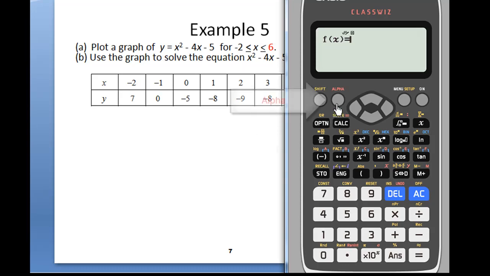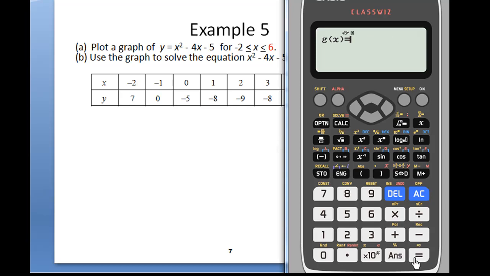In order to input the x, you have to press alpha, then x, the red letter x, then square it, minus 4 times x, again alpha x, then minus 5. So this is the function, then equal.